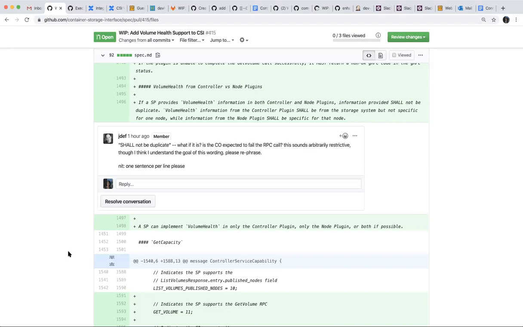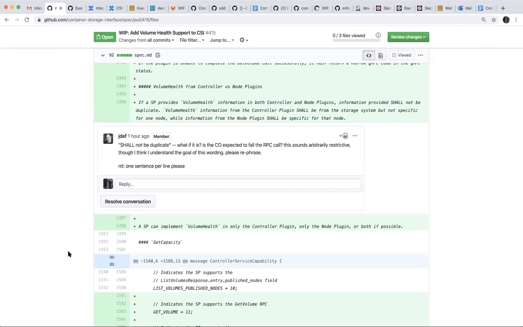Okay, so we should make this a recommendation. If you want to get a reliable signal, it sounds like the controller service is the right way to go, versus implementing it in the node plugin just for simplicity, with all these caveats. But we do consider things like a corrupted file system to be a health signal, right? And that's the kind of thing that under normal circumstances a controller is not going to know about.